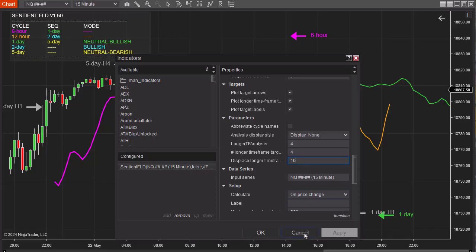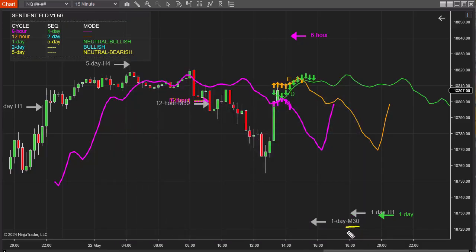Let me demonstrate. The 30-minute time frame is only one time frame longer than the current chart, which is a 15-minute chart. And so the time element of this target is calculated by simply plotting the target 10 bars into the future. And so that is our 10-bar displacement. That is our property of 10 bars. If we change that property to 5, then the target would be displaced by only 5 bars into the future.